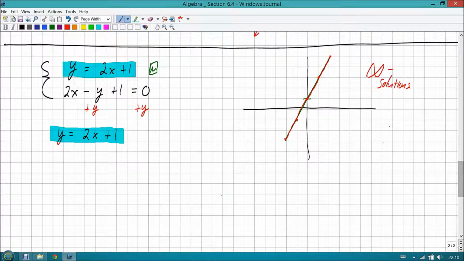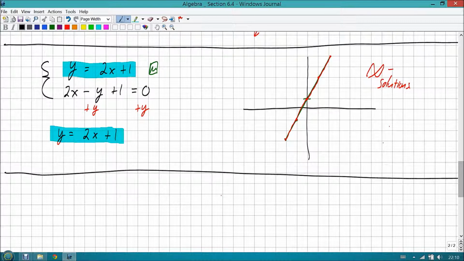So if it's the same equation, repeated, it's going to be infinite solutions. If it's two parallel lines that are not the same equation, then you have no solution. And that, ladies and gentlemen, is that. The end of our lesson for today.